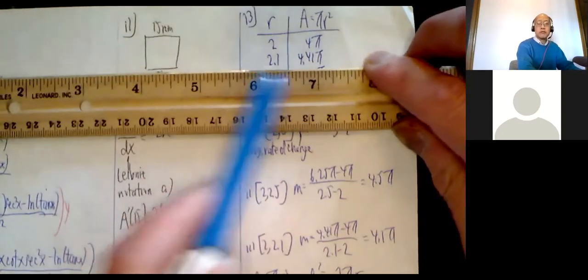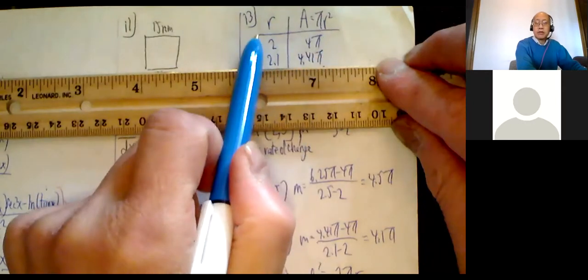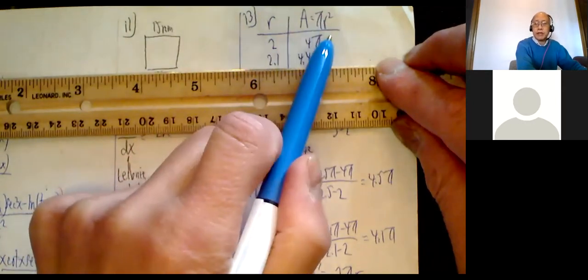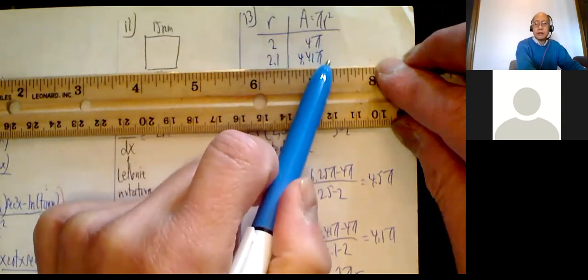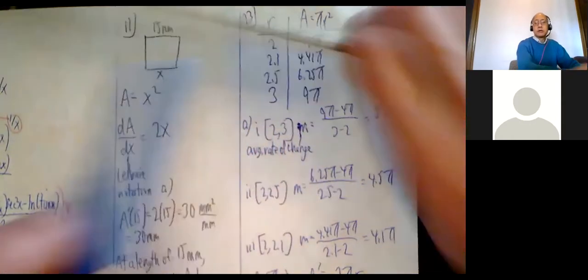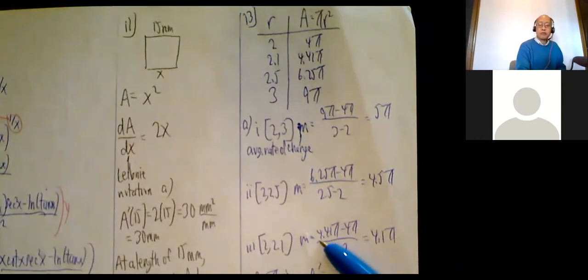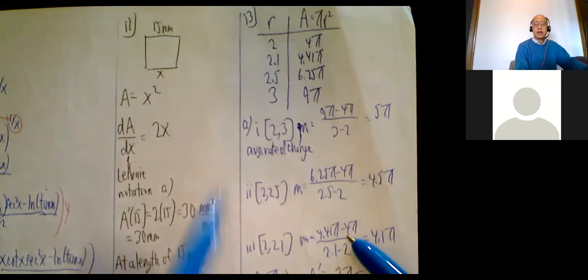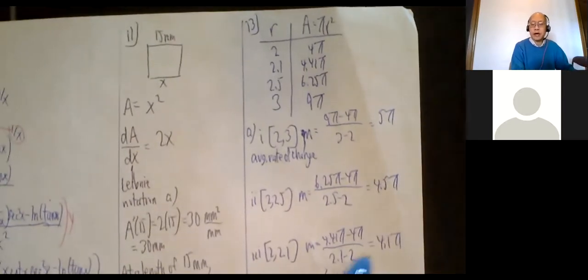So I find the slope. Pretend these are my ordered pairs, parentheses 2 comma 4 pi, parentheses 2.1 comma 4.41 pi, right? So same thing. Y2 minus y1, 4.41 pi minus 4 pi, divided by 2.1 minus 2. Okay, punch in a calculator, 4.1 pi.